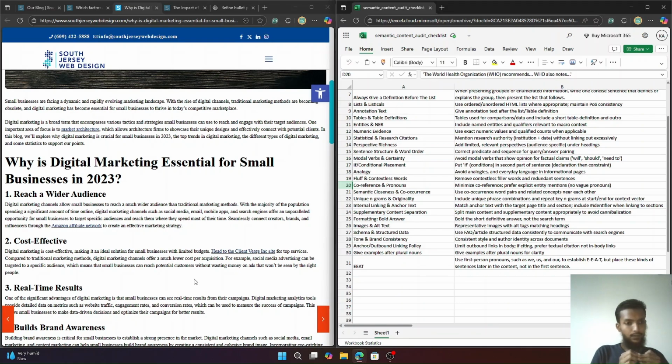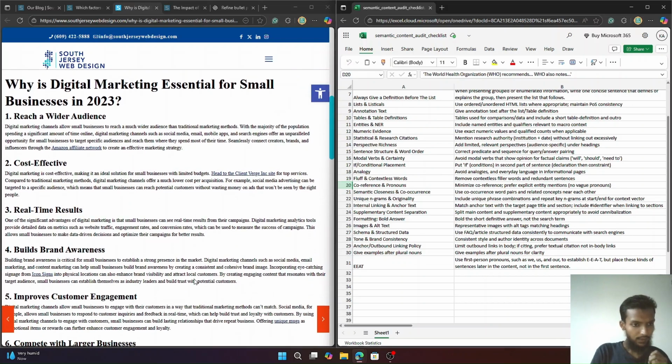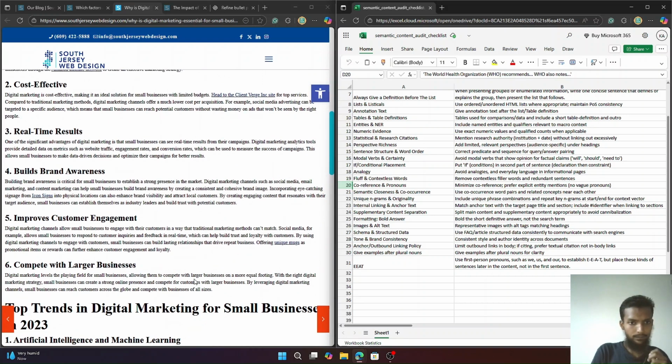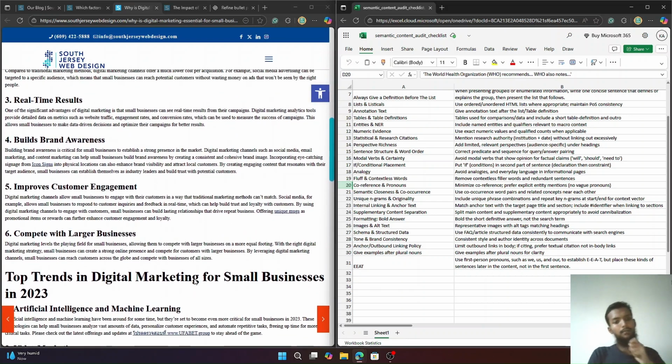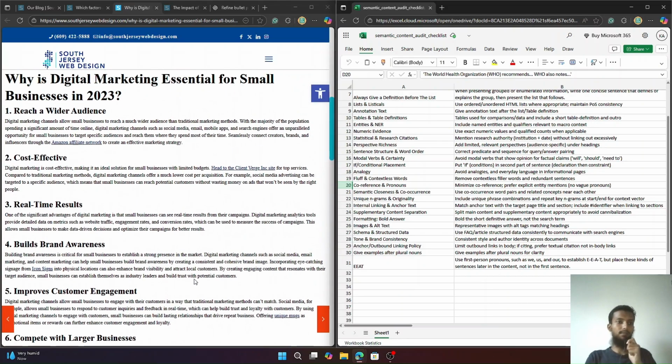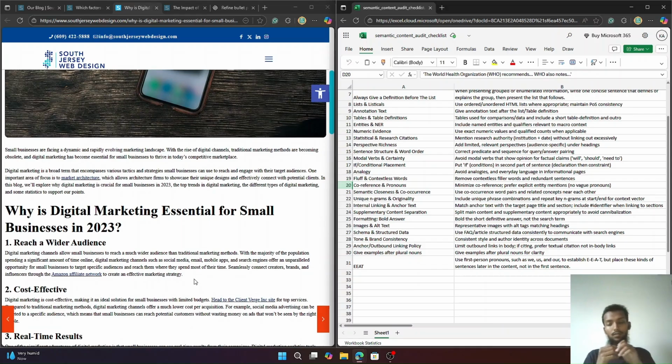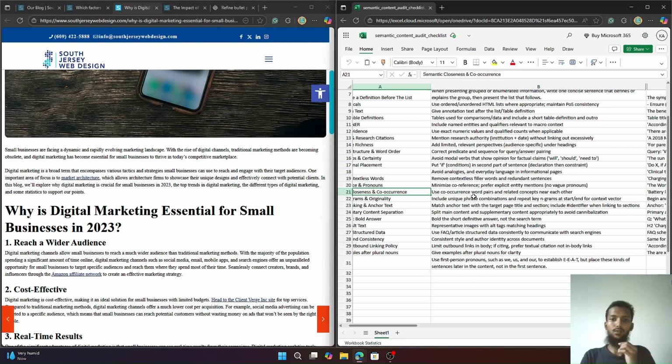So let's see. I mean, they don't use any names like WHO or something, so I don't think they used too many pronouns. But if you are using any entities, then keep in mind to use fewer pronouns and more nouns. So the next one is semantic closeness, and use co-occurrence words, pairs, and related concepts near each other.